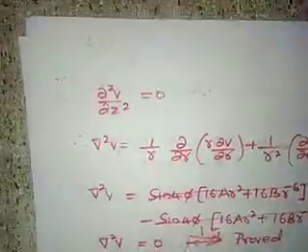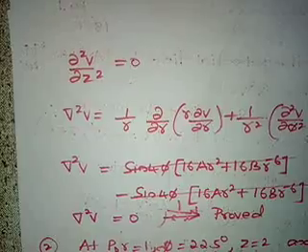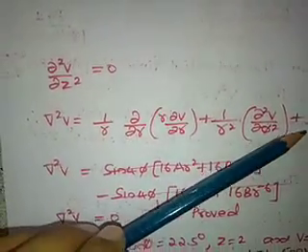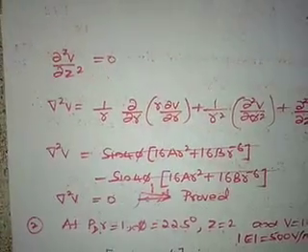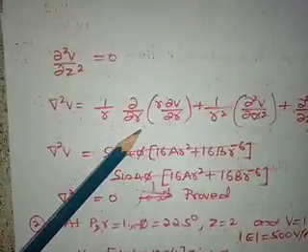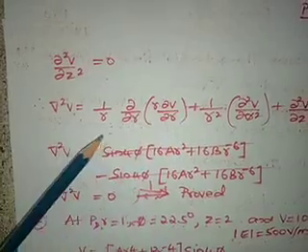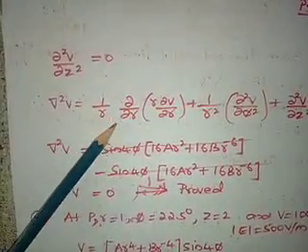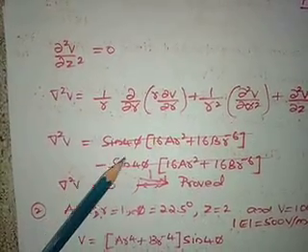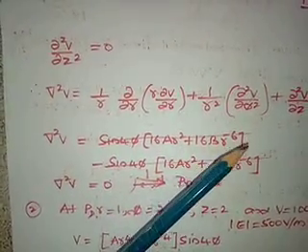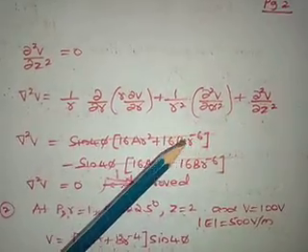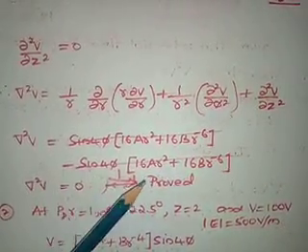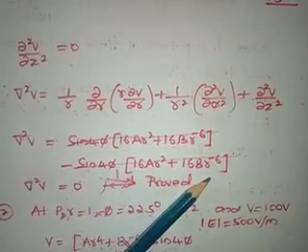Del square V is equal to, so what is the equation for del square V in cylindrical system? 1 by r dou by dou r of r dou V by dou r plus 1 by r square dou square V by dou phi square plus dou square V by dou z square. Now substitute the equations you have obtained for the first term and the second term. For the first term, 1 by r dou by dou r of r dou V by dou r, we have got sin 4 phi into 16 ar square plus 16 br raised to minus 6. Similarly for the second term, 1 by r square dou square V by dou phi square, we have got minus sin 4 phi into 16 ar square plus 16 br raised to minus 6.